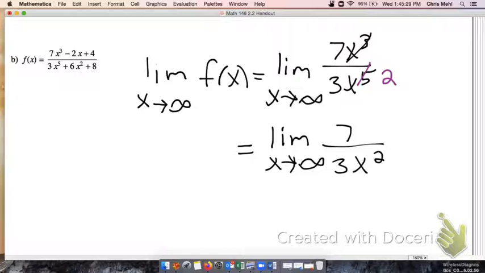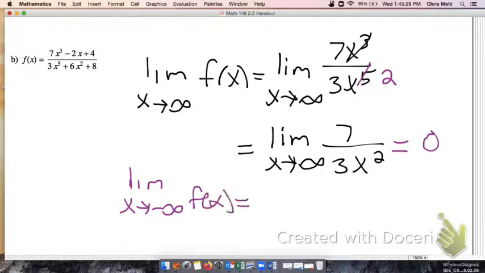And we know that if you go to that previous theorem, the limit as x approaches infinity or minus infinity of some number over x to a power, that limit will be 0. It can also be shown, using the same steps, that the limit as x goes to minus infinity of f of x, the limit of 7 over 3x squared, will also be 0. That implies that y equals 0 is a horizontal asymptote.